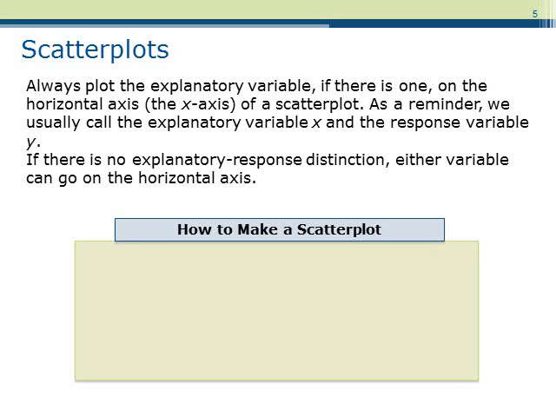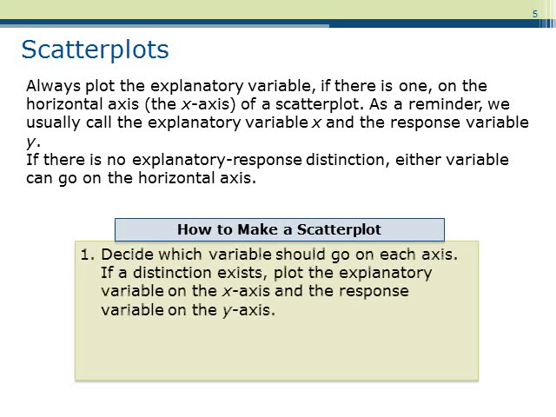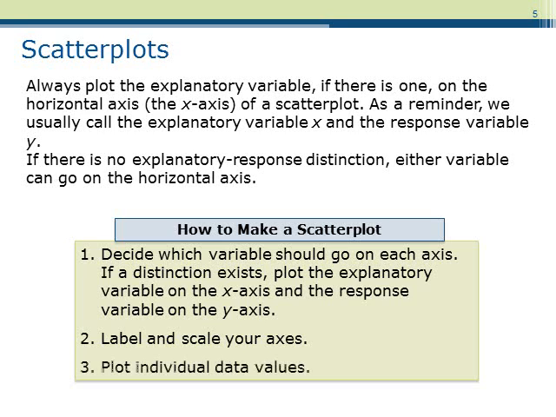So let's outline the steps to making a scatter plot. First, decide which variable should go on each axis. If a distinction exists, plot the explanatory variable on the x-axis and the response variable on the y-axis. Then, label and scale your axes. And finally, plot the individual data values.